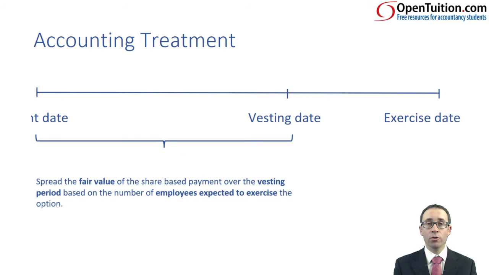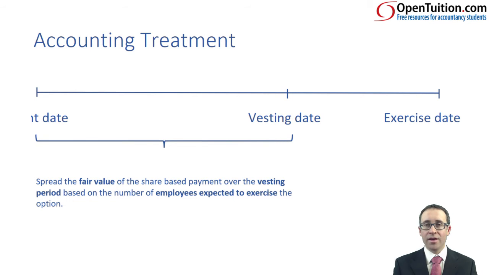In terms of the accounting treatment, like I said, the focus is on the grant date to the vesting date, and the rules are there. We're going to go through and spread the fair value. So those infamous words in international accounting standards, fair value. So we need to know the fair value of the equity settled share-based payments and the fair value of the cash settled share-based payments, which we then spread over the vesting period, so over a number of years.